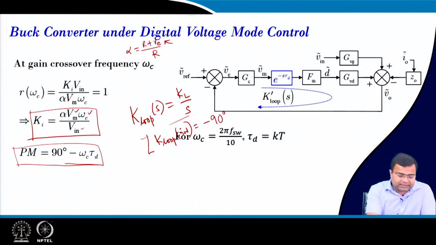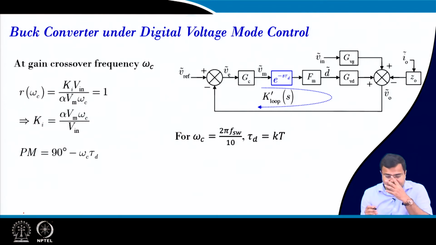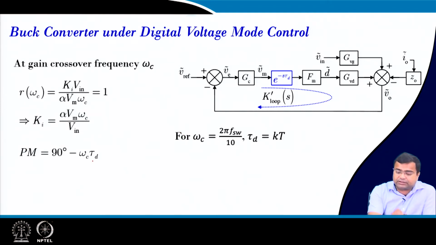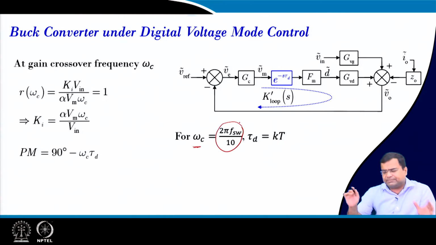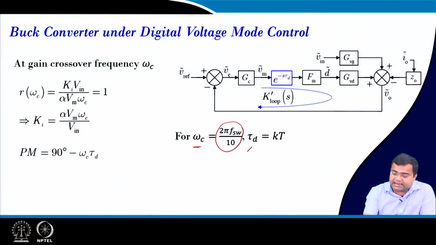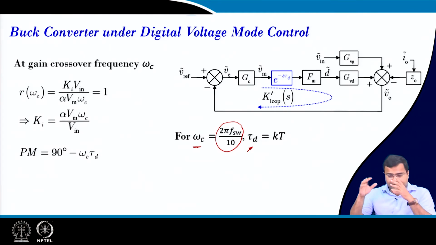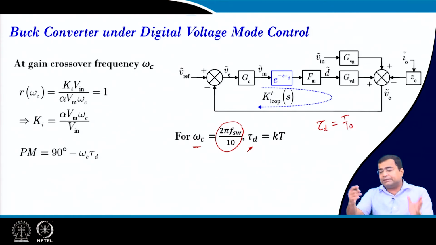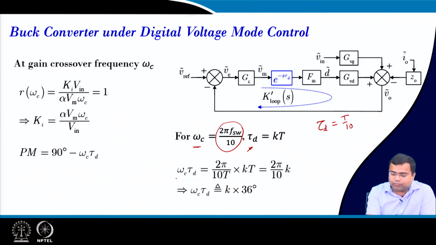Now the question is how much it reduces, and it depends on the delay. If we take the crossover frequency as 1/10 of the switching frequency, which we typically take, and if we take the delay as a fraction of the time period, maybe 1/10 of the time period, or it depends, so say it is k times T, then it can be shown that omega c tau d, if you substitute, gives the phase contribution due to the delay as k times 36 degrees.